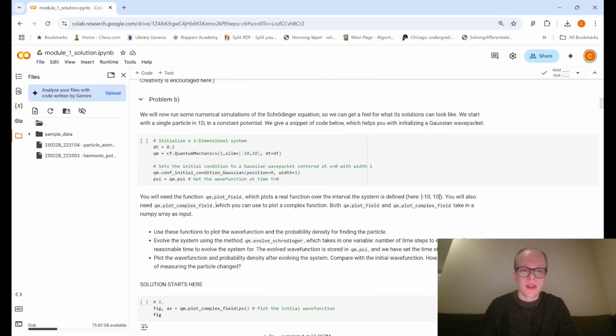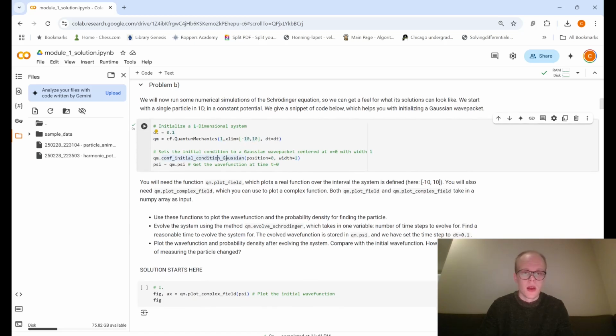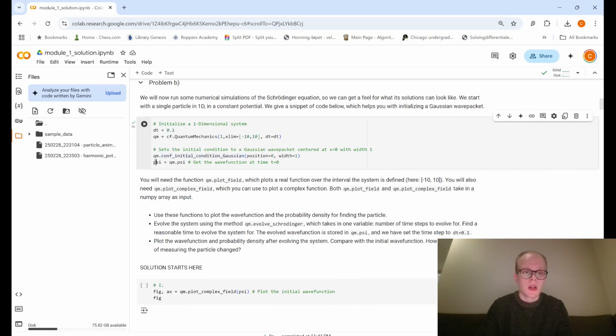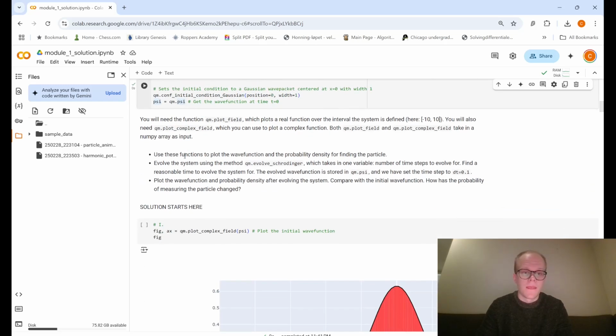All right, so for the second problem, we'll get started with running some simulations. So here we initialize the system with a time step of 0.1 with a lower bound in the x direction of -10 and an upper bound of 10. And this one right here just signifies that it's a 1-dimensional system. This line right here initializes the wave function to be a Gaussian. And here we just read out the wave function and store it in the variable psi. You can use the psi, or you can just access the wave function directly from qm.psi.